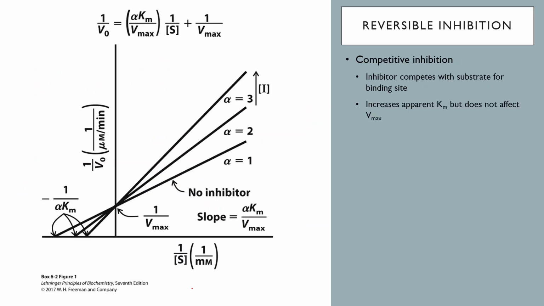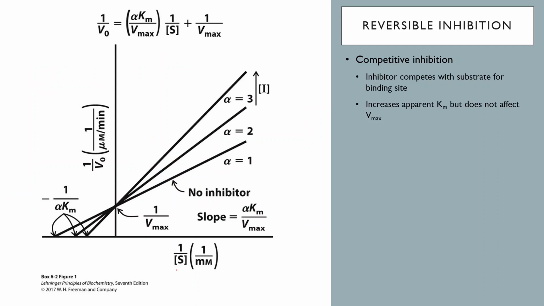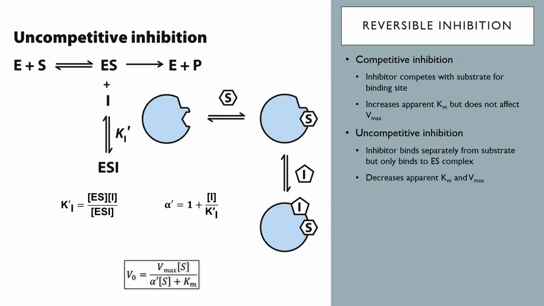And so if you have a competitive inhibitor and you test your reaction at different concentrations of inhibitor, and then make a Lineweaver-Burk plot, you will see this. Again, with no inhibitor, by definition, alpha will be 1. So if the inhibitor concentration is 0, alpha becomes 1, and it just disappears from that equation. But as you increase the inhibitor concentration, what you're doing is increasing the apparent Km, but you're not increasing the Vmax.